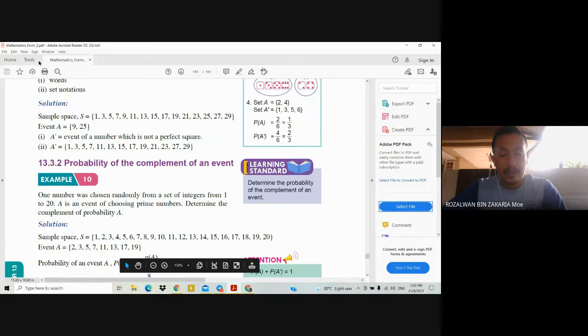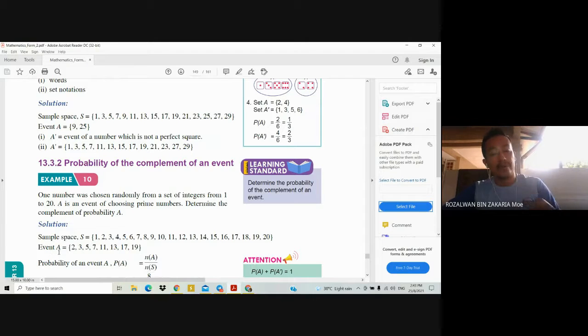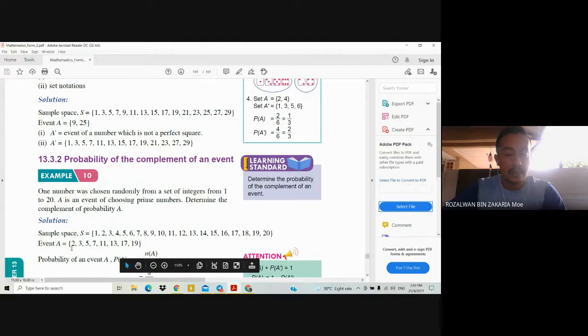Okay, all right. Next, what to do? You have to write the set of the event A. You have to write it in the form of a set like this. So event A equal to, using set notation like this. So what is the event A? Event A is the event of choosing a prime number. So remember, what is a prime number?